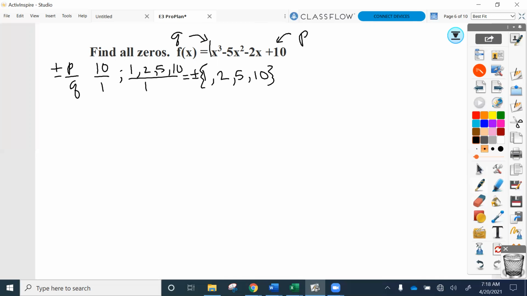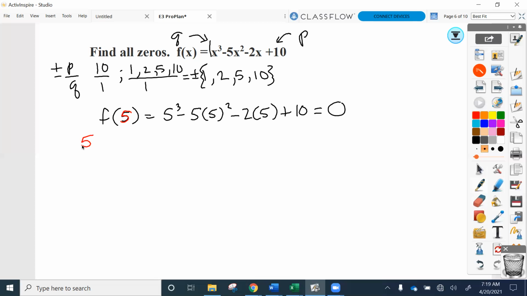Let me move to one that I know is an answer just to save time here. So if I did f of, let's pick 5, just because I happen to know it is a zero. F of 5 would be 5 cubed minus 5 times 5 squared, just putting 5 in everywhere I see x, minus 2 times 5 plus 10. And if I calculate that out, I do get a 0. So I know that 5 is a 0. So I'm going to do synthetic division with 5 on the original equation.